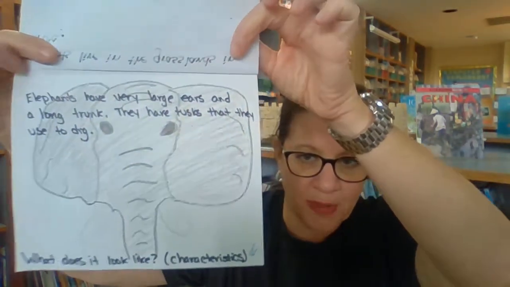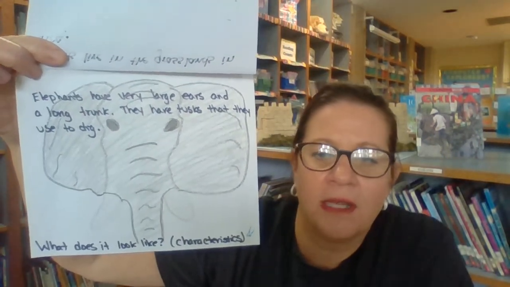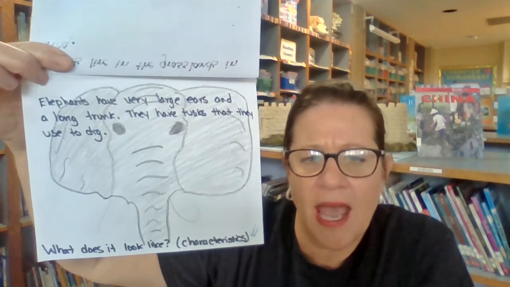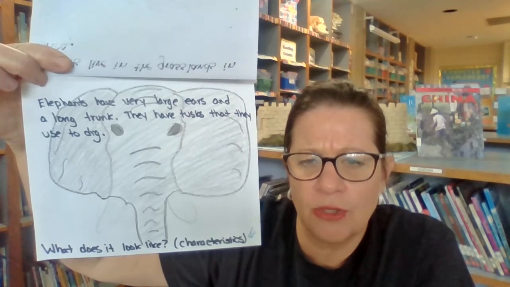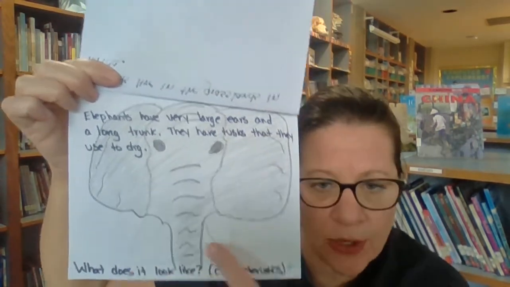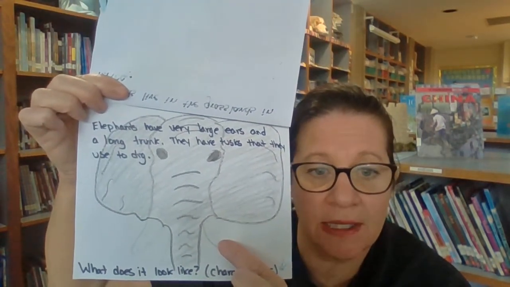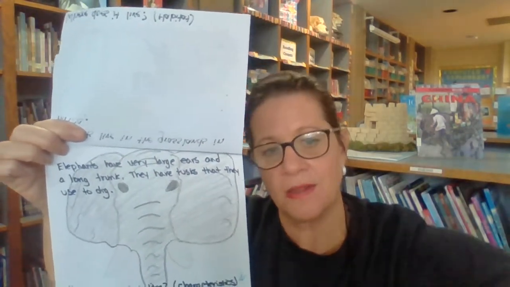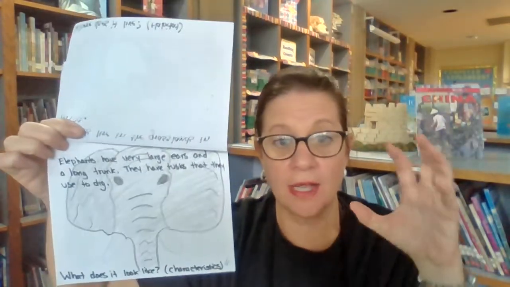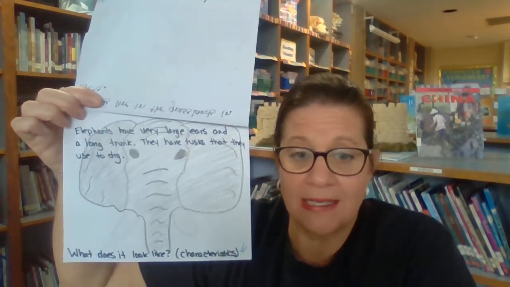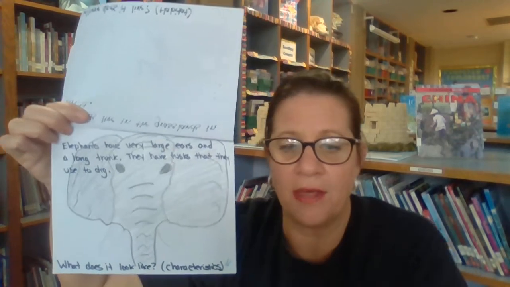So what I found was, I drew a picture of just the face of my elephant. Elephants have very large ears and a long trunk. They have tusks that they use to dig. Didn't know that. And what I found out also is the tusks are actually kind of like teeth. So they use the tusks to dig down in the dirt, and then they use their trunk. Their trunk is kind of like a hand for them. So they'll use their trunk to put things in their mouth to eat, and they kind of suck the water up and they put it in their mouth to drink.